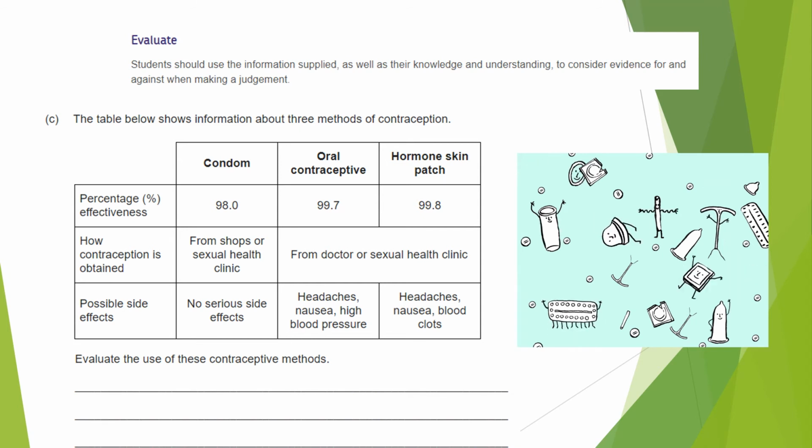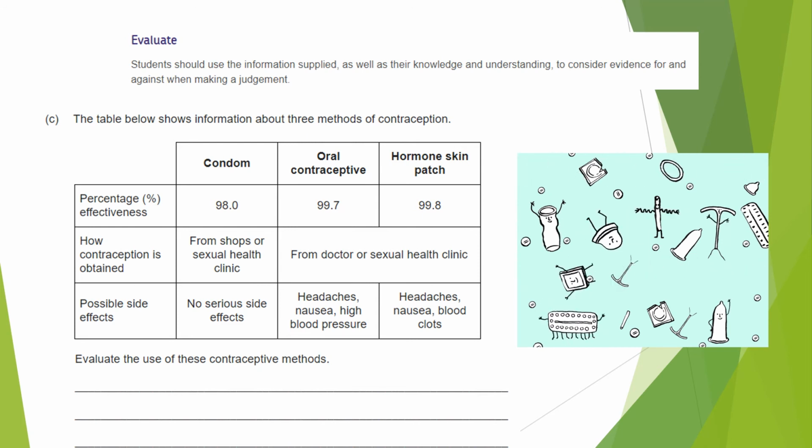So the table below shows information about 3 methods of contraception: the condom, the oral contraceptive, and the hormone skin patch. And it gives you percentage effectiveness, how the contraception is obtained, and possible side effects. And it says evaluate the use of these contraceptive methods. So you might say something like, well, the condom's effectiveness is 98, which is lower than the oral contraceptive of 99.7. The oral contraceptive is actually still even lower than the hormonal patch of 99.8. However, all 3 are highly effective.